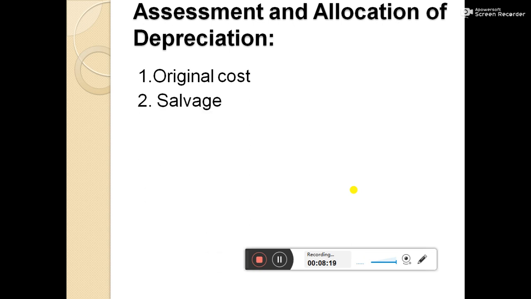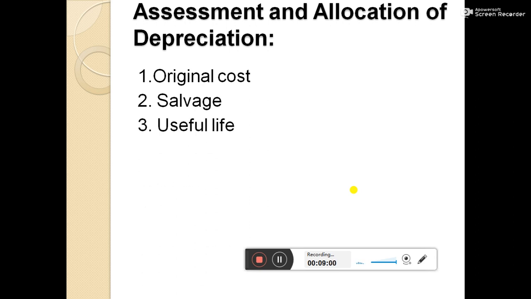Next one is salvage, which means the salvage value. If the asset is purchased in 2020 and it is going to be sold in 5 years, that is, the useful life is 5 years, then after 5 years, whatever is the residual amount will be called the salvage value. For example, a 1 lakh asset is purchased by the company, and after 5 years the salvage value or the residual value is 10,000. It is also called scrap value. So this is the meaning of salvage.